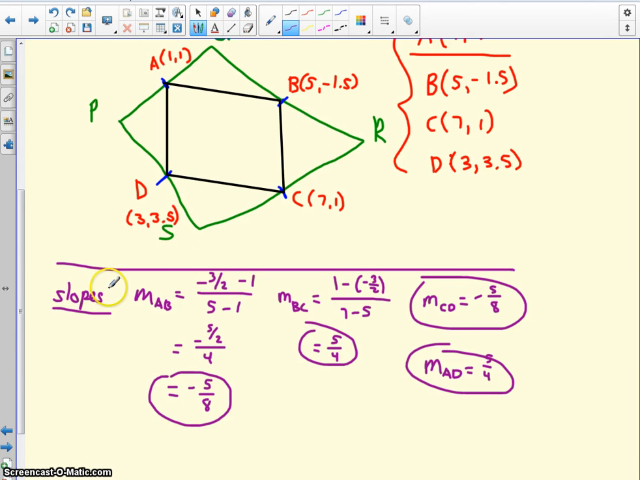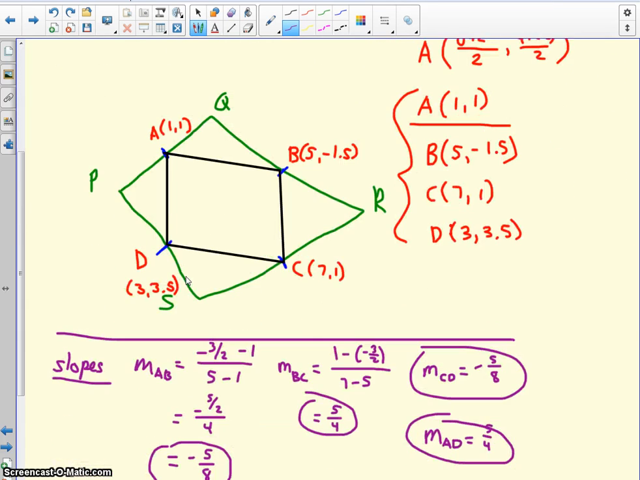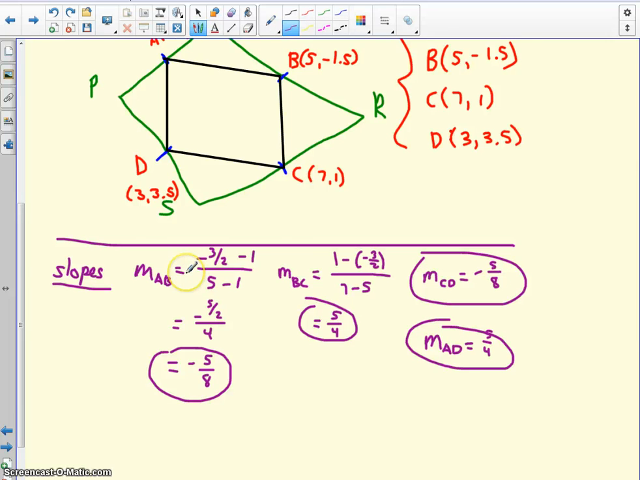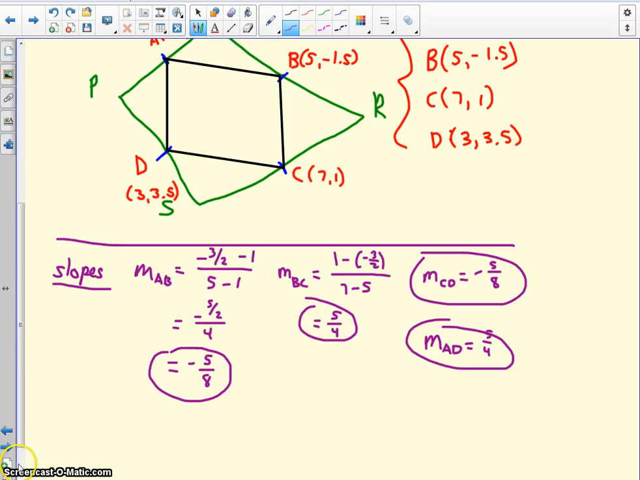This is actually one of those theorems that's true for any quadrilateral. If you connect all the mid-segments, you will get a parallelogram every single time, which is kind of neat. But now you've proved it using slopes, and that's it. So that's it, that's all.